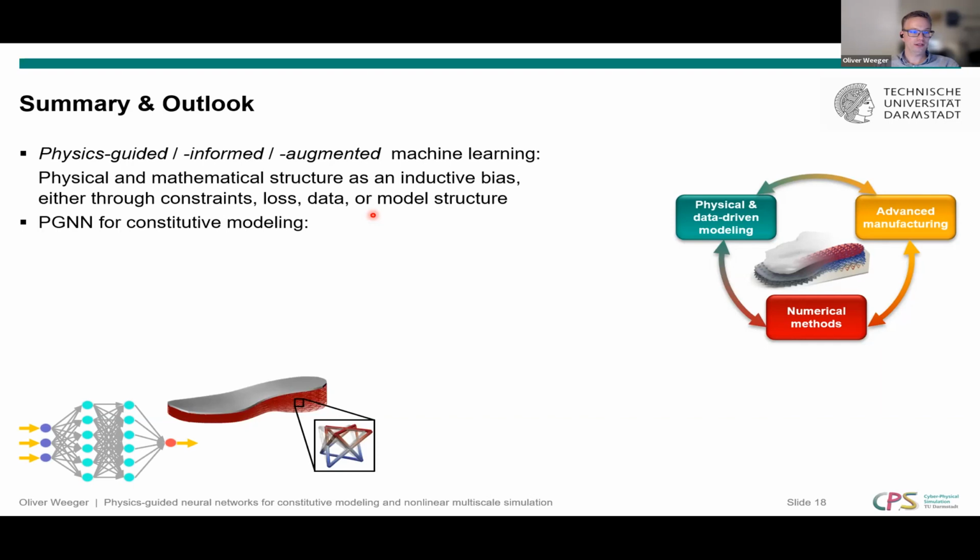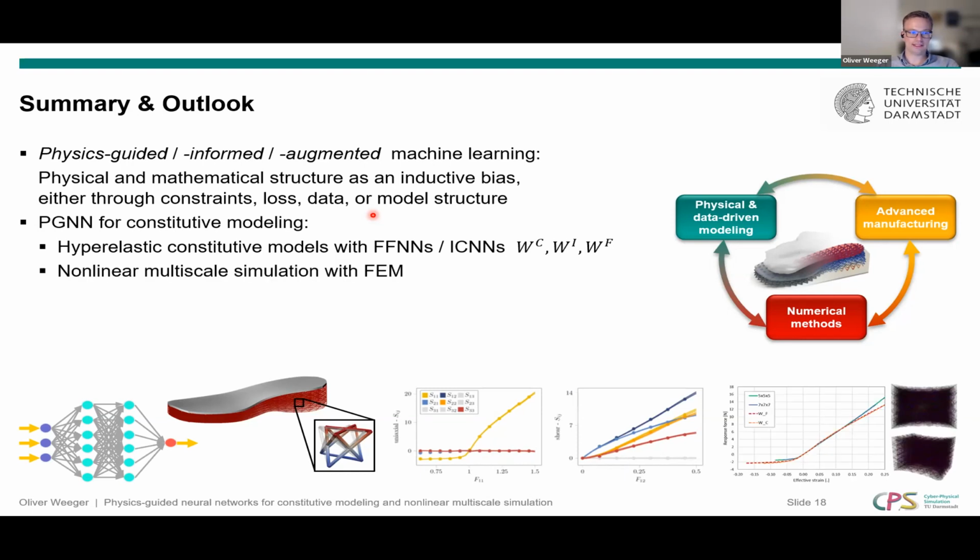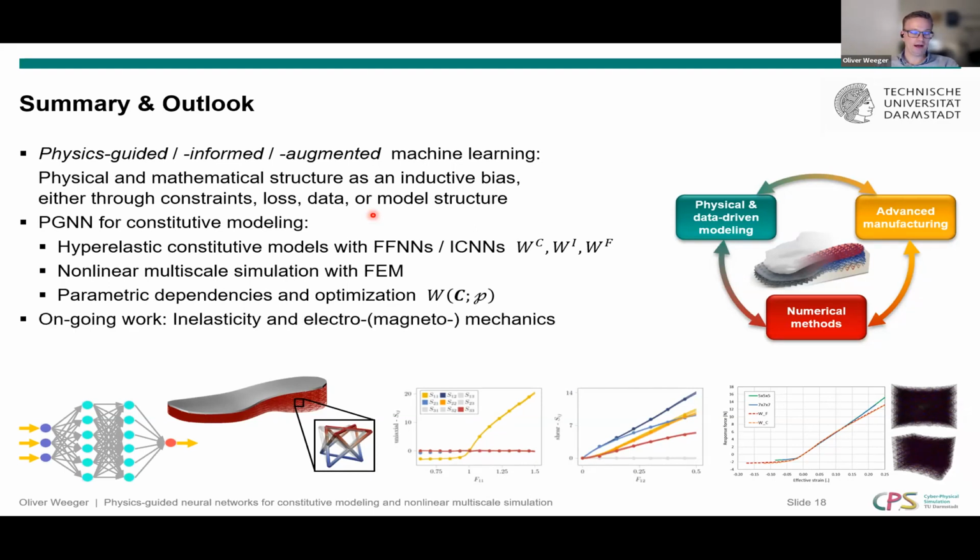And here we apply this for constitutive modeling, where we develop different kinds of hyperelastic models using feed-forward neural networks, input convex feed-forward neural networks, which worked quite successfully. We also showed that they can be applied in multiscale simulations. We showed that parametric dependencies can also be successfully included, and that this can then be used for inverse problems for the optimization of a microstructure. Our ongoing work is in terms of inelastic behavior and also electro- and magnetomechanical behavior. This is, of course, ongoing and future work.